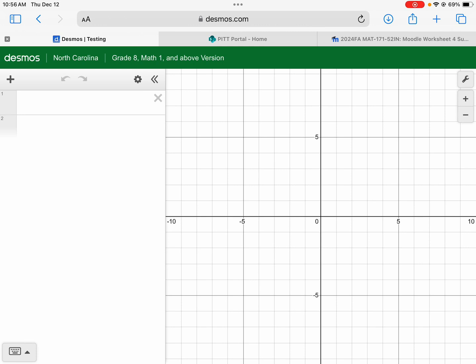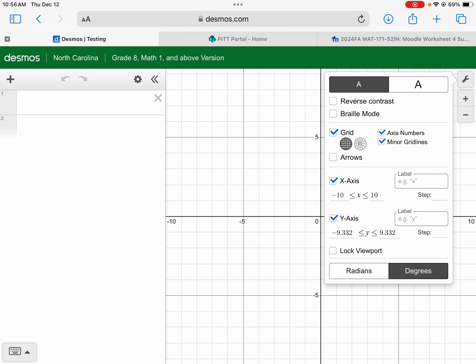I would strongly encourage you when you're doing these in Desmos to use the testing version for North Carolina. Because if you do that, you don't have to worry about changing your calculator to degrees. If you go over to the little wrench up in that top right corner, Desmos in the testing version is default to degrees. You see how that degrees there is highlighted. So you don't even have to worry about changing that. It is already defaulted for you. All right, so just know that. The testing version defaults to degrees, so you don't have to worry about changing it.